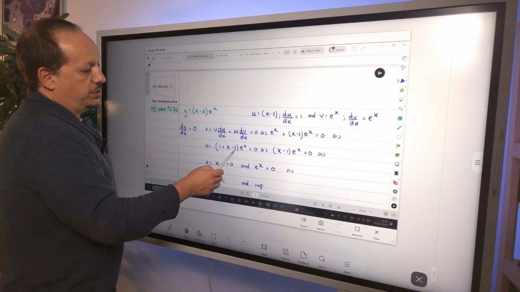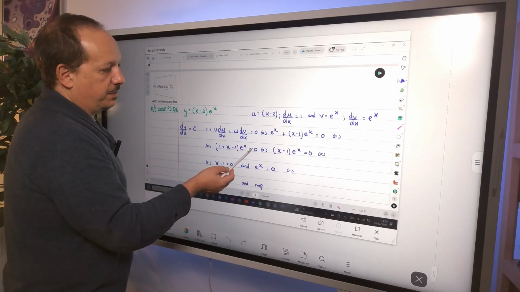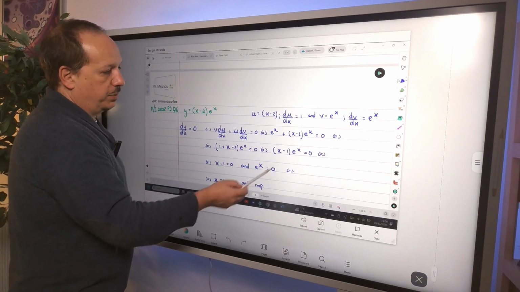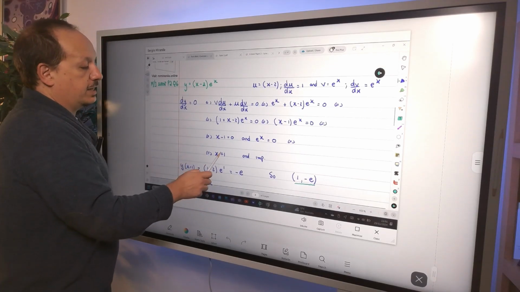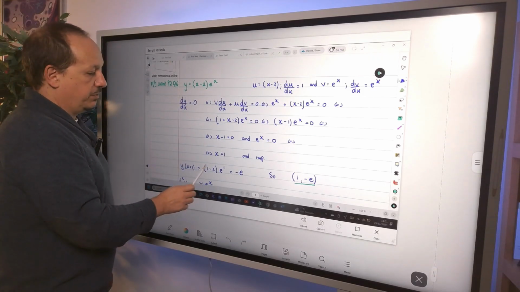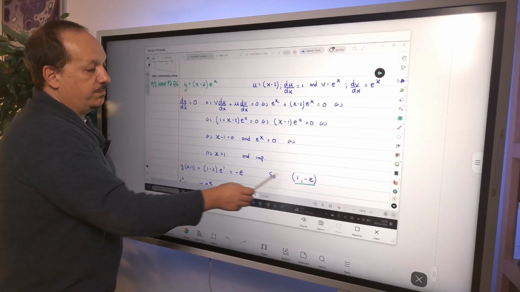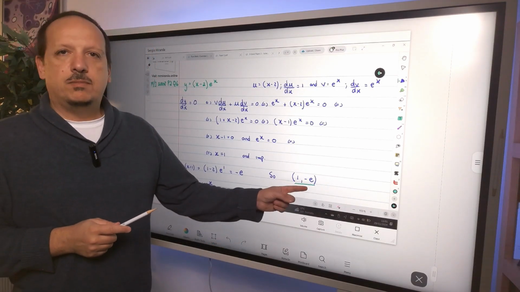So if it is equal to 0, either this or that equals 0, you already know that e to the power of something can never be 0, so this is going to be impossible. Solve just this, and x equals 1. So you already know the x coordinate of the stationary point. Plug it over there, and you have the result minus e. So the exact coordinates of the stationary point are (1, minus e).